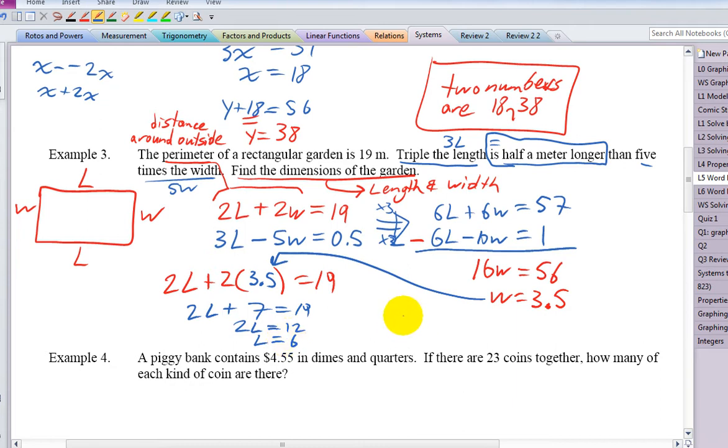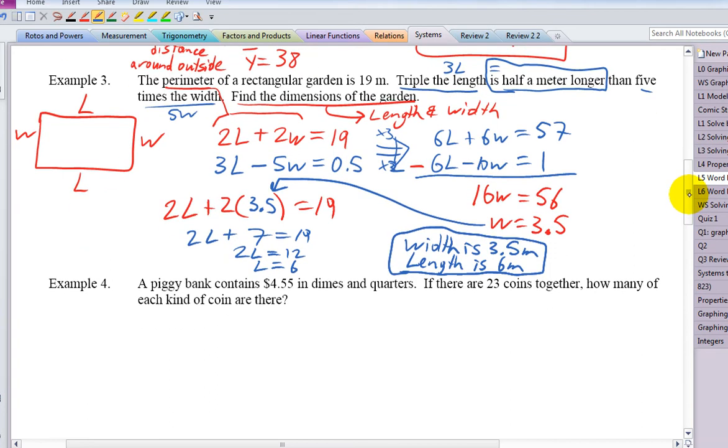So, for your sentence, we'll just say width is 3.5 meters. Make sure you have your units. Length is 6 meters. There we go. Any questions?